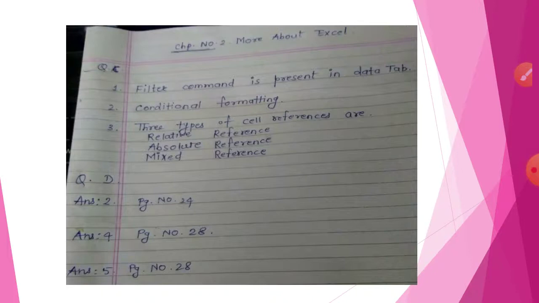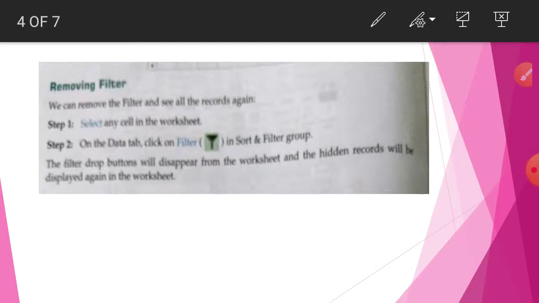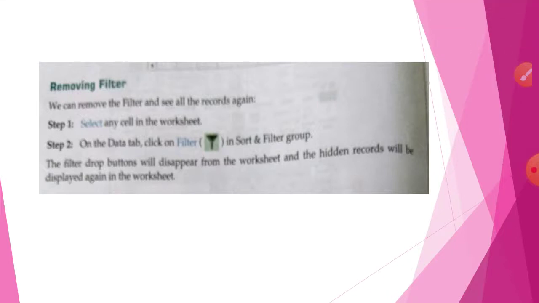Okay, next, answer number 4, it is present on page number 28. What is the question? What is filtering? It is about removing filtering, I think. How do you remove a filter? Okay, I'm showing you the answer, but you have to note down from your textbook, page number 28, removing filter. Here 2 steps are there, those 2 steps you have to note down, that is the answer of your removing filter.